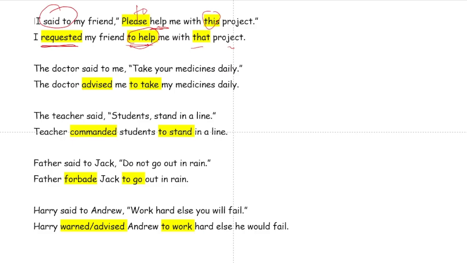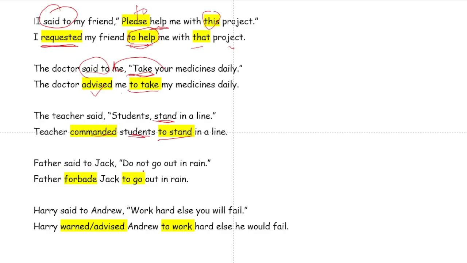Next one, the doctor said to me, take your medicines daily. Now, whenever you go to a doctor, the doctor always advises us, right? So the doctor said to me will change into advised me. Now take is the main verb here, so I will change it to an infinitive: to take whose medicines? My medicines daily. Correct? Then the next example is the teacher said, students stand in a line. Obviously the teacher commands. So the teacher commanded students, and stand is a verb here, so to stand in a line.